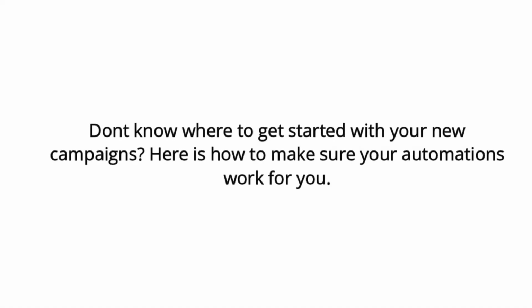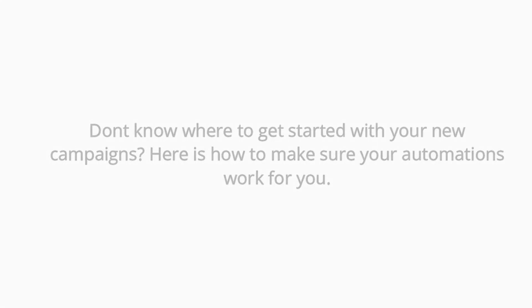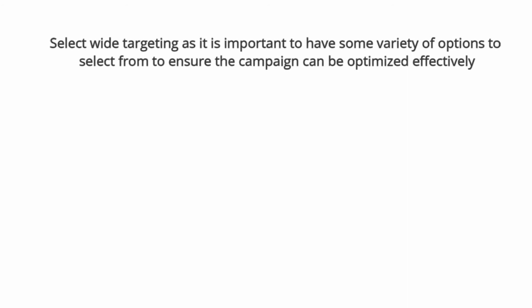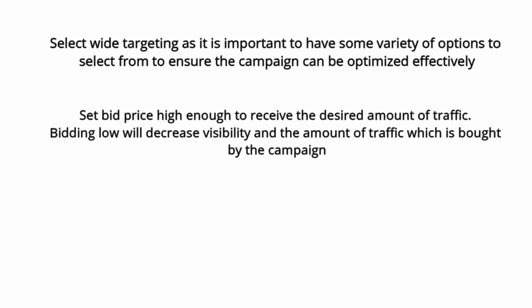Alright, so let's talk about your smart eCPA best practices. Now, if you don't know where to get started with your new campaigns in Zeropark, this is how you're going to be able to make the most out of your automated campaigns and make them work in the best way possible. Alright, so first, you're going to have to select wide targeting, as it's important to have a variety of options to select from to ensure that the campaign can be optimized effectively. You also need to set your bid price high enough to receive the desired amount of traffic. Bidding low will decrease visibility and the amount of traffic which is brought by the campaign.